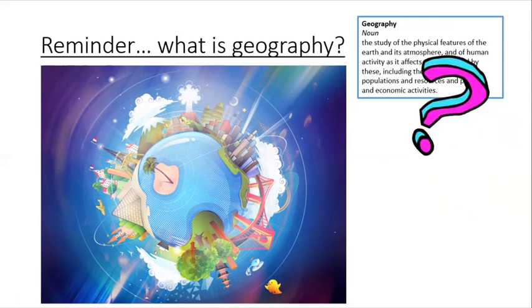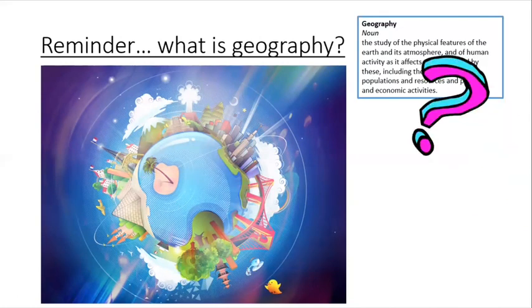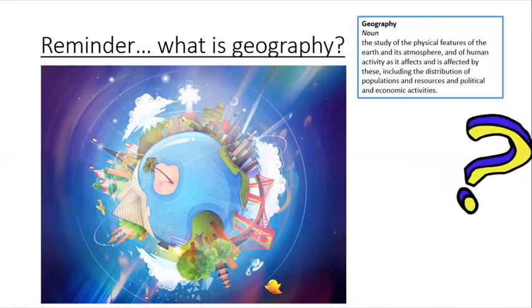It looks at the Earth and thinks of the naturally occurring things that are there already, the continents, the countries, the volcanoes, but then also the way that humans have affected that Earth and those places as well.